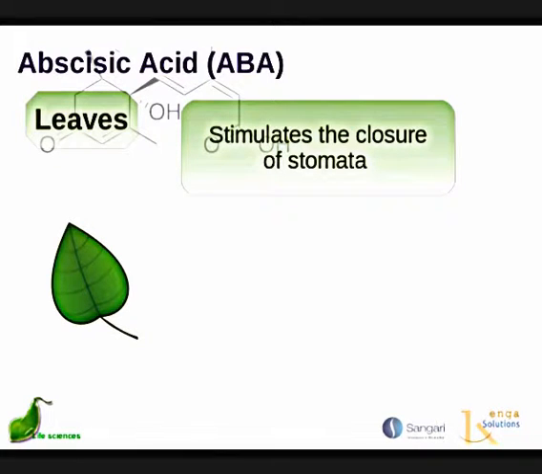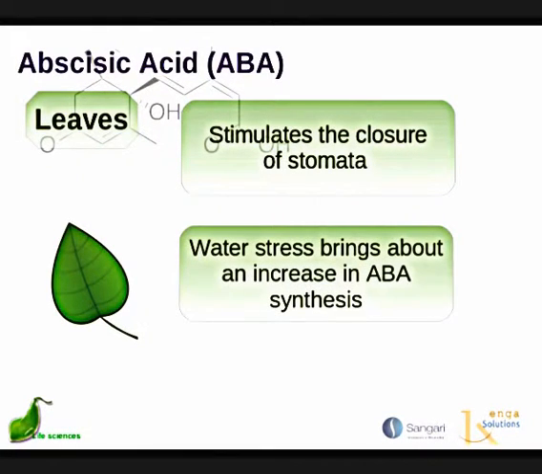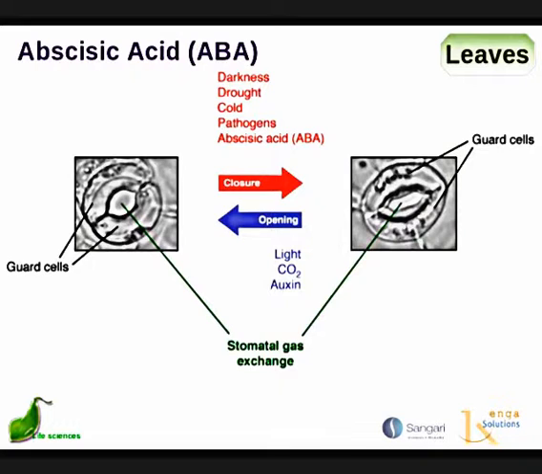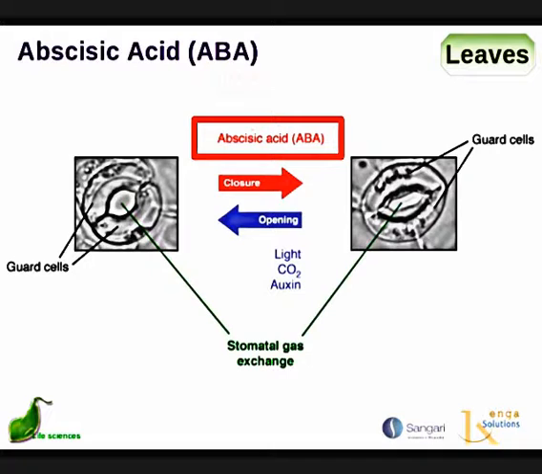In the leaves, abscisic acid is responsible for the closure of the stomata. Water stress therefore brings about an increase in abscisic acid synthesis, and this reduces water loss from the leaves. Now if we look at the things that affect the closing of the stomata, you'll see that abscisic acid is one of those, and if you look at the things that bring about the opening of the stomata, you can see that auxin plays a role in the opening of the stomata. So there is thus an antagonistic relationship between the two hormone groups, between abscisic acid and auxins, in terms of their effect on the opening and closing of the stomata.